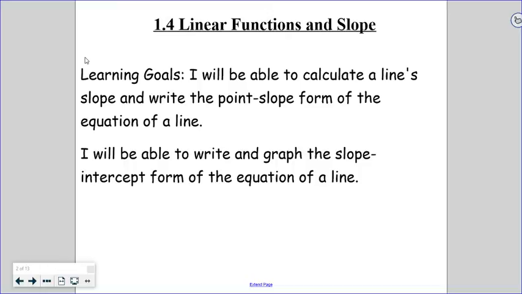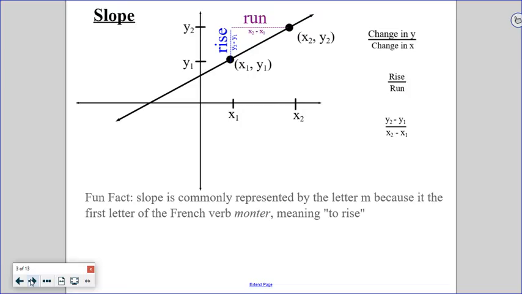So here's your objectives. We'll be able to calculate a line slope, write our equation in point slope form, and also we will be able to graph and write our equations in slope-intercept form. And then I'm going to remind you of the other form and how our book calls that as well.